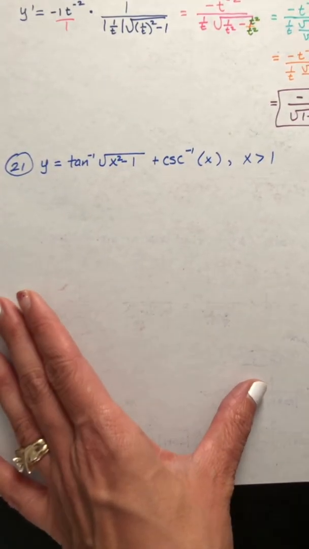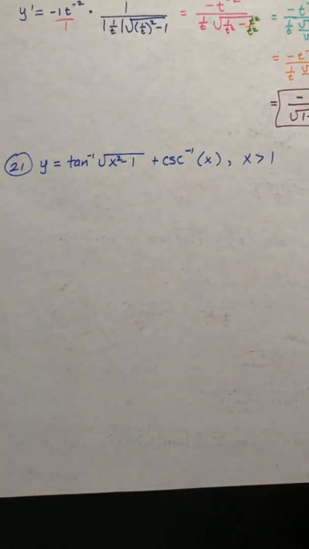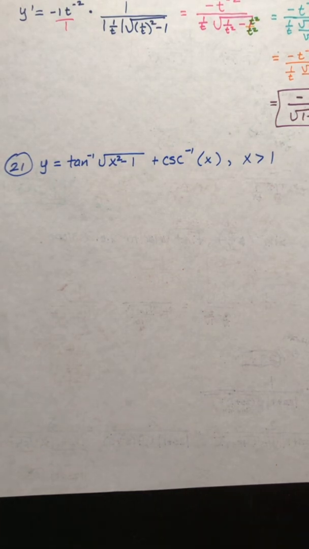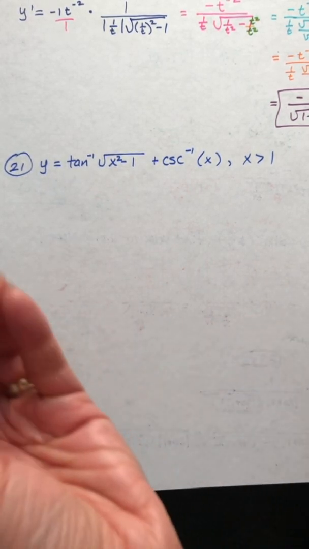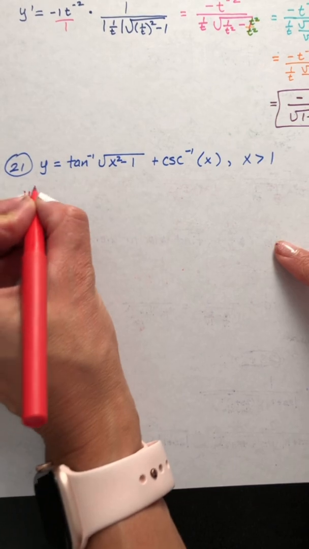All right, number 21, last one. So we have y equals tangent inverse of the square root of x squared minus 1 plus cosecant inverse of x, and x is greater than 1. Okay, so let's start taking the derivative.